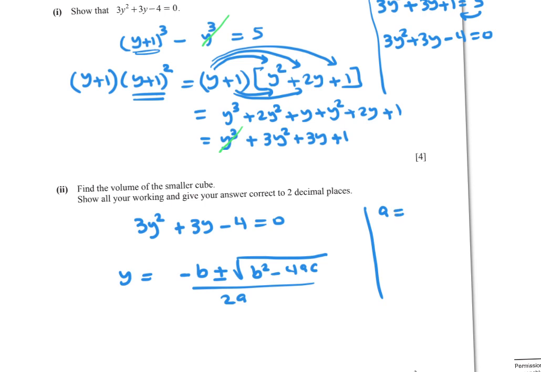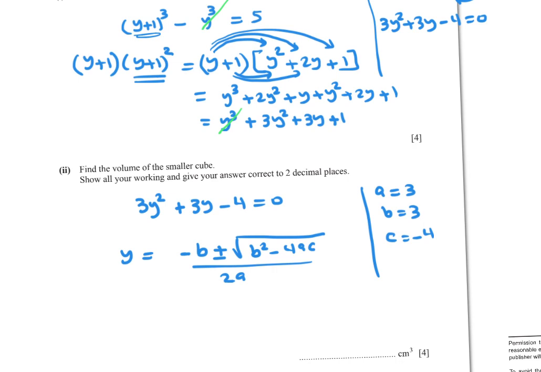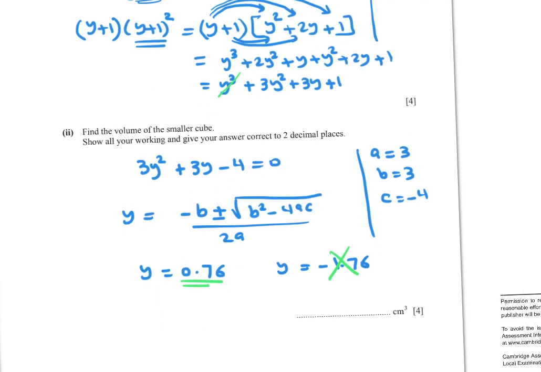A is the coefficient of y squared, which is 3. B is the coefficient of y, which is 3. And c is the absolute term, which is negative 4. Now substitute, you get the value for y. You have two values for y. The first one, to 2 decimal places, 0.76, and the other value, negative 1.76. Of course, this is rejected because the length of the cube cannot be negative. So y equals 0.76.